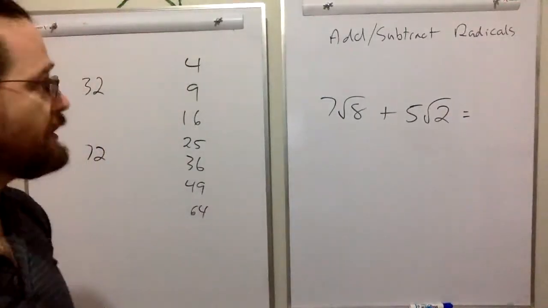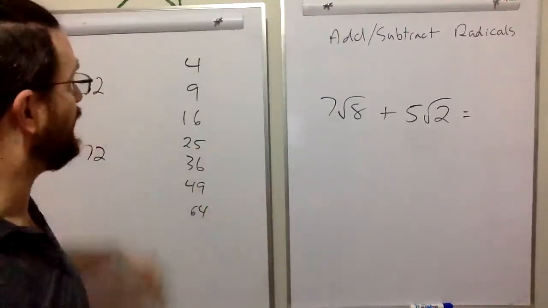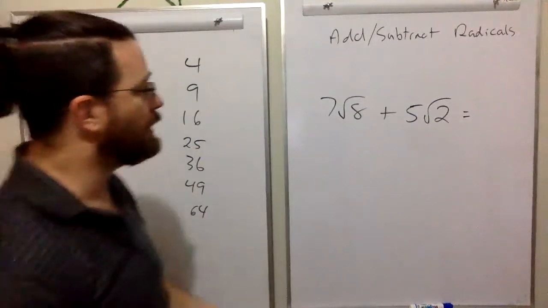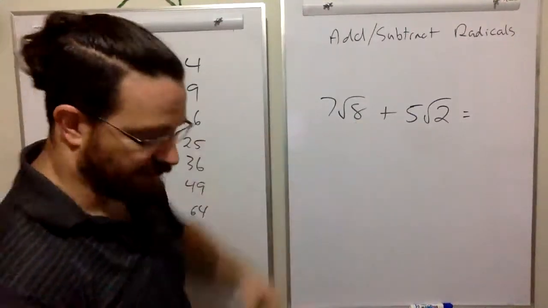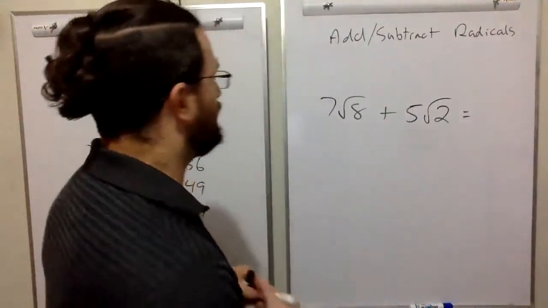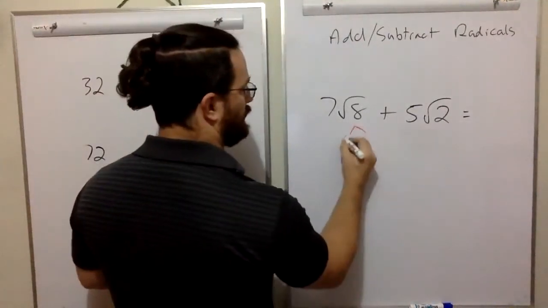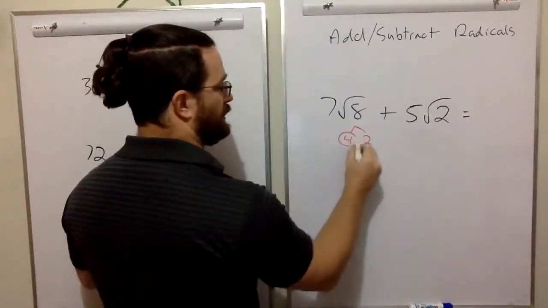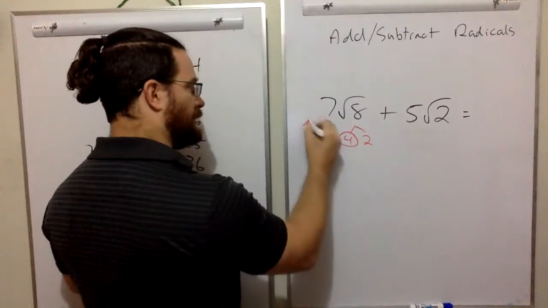So try to get used to recognizing whenever a number is divisible by 4 or 9, you got a perfect square in there, take it out. So here I do have a perfect square, it's inside the 8. Where to put my red marker at? Here it is. So this guy here would be 4 times 2. Square root of 4 is just 2. So this guy's coming out as a 2.